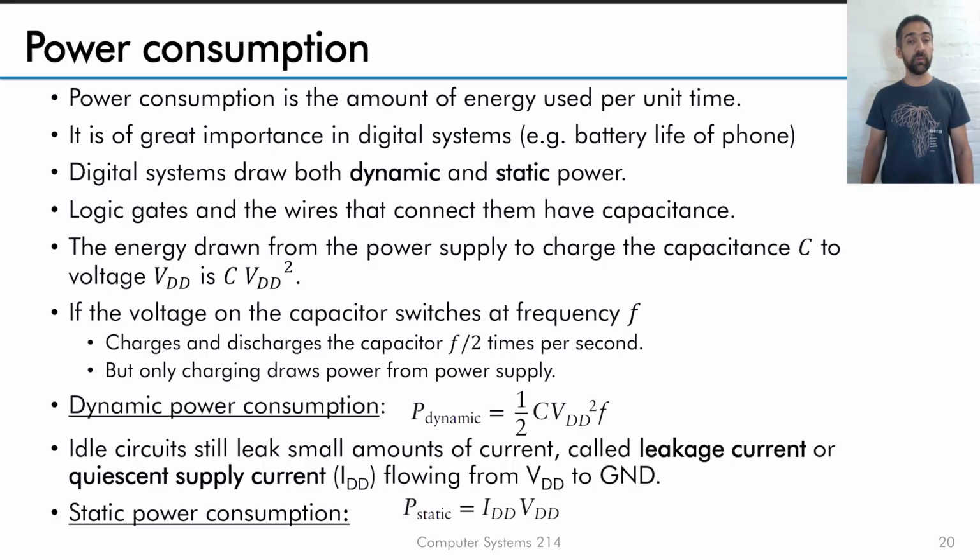Power consumption is how much energy is used per unit time. And it is very important in digital systems that you don't use too much power, both for heat reasons, but then also for battery life, for example, of your phone. You can't use much power. So it's important when you design not just to think about the functionality, but to also think about the performance.